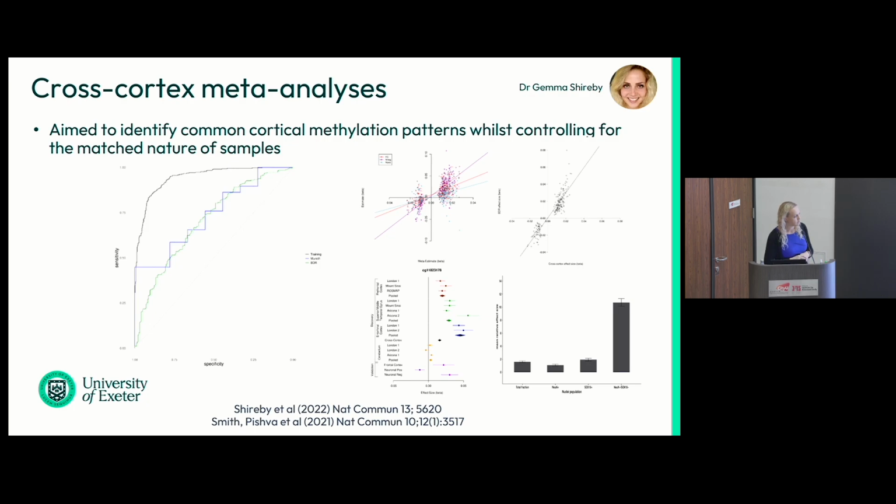The other thing we went on to do was try and use the methylation changes we identified to develop a classifier which could say how much pathology was in the region.